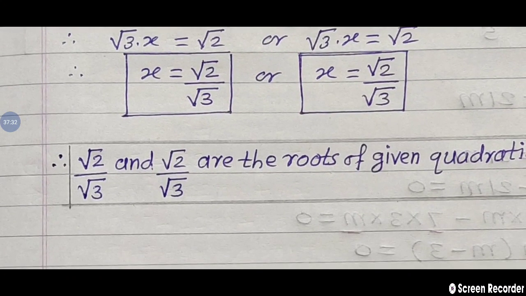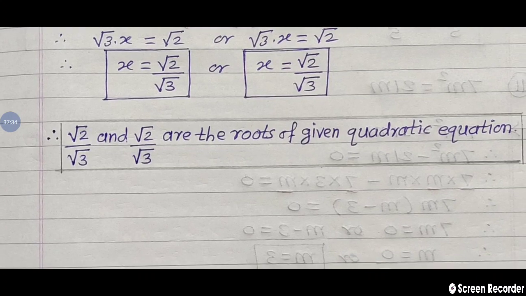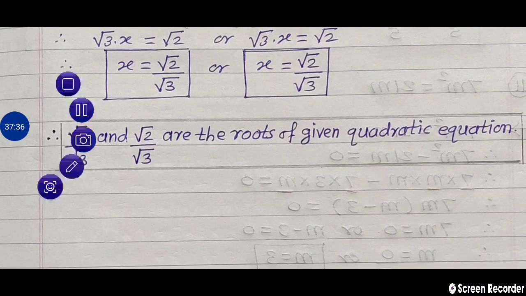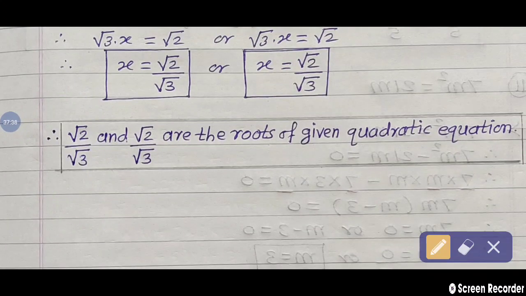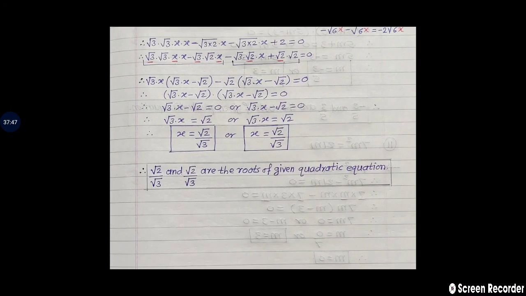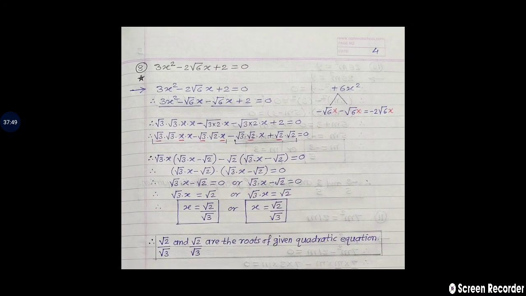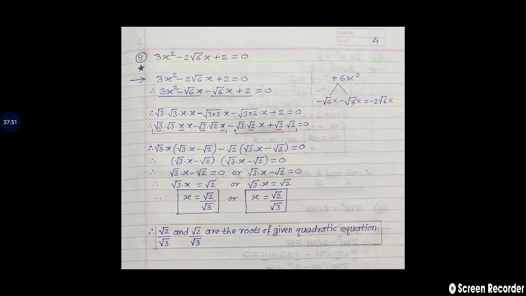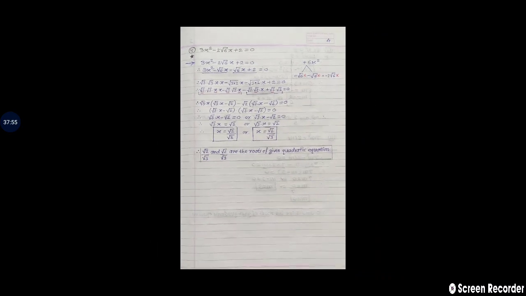So we are getting the two answers. At the last you write the final answer. Therefore, root 2 upon root 3 and root 2 upon root 3 are the roots of the given quadratic equation. So this is a special type of example. See how to find out the factors of this quadratic equation. Next.